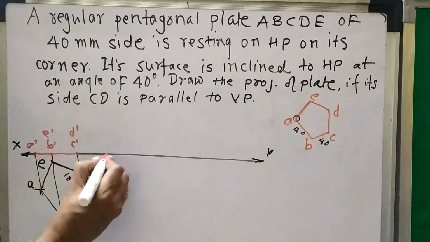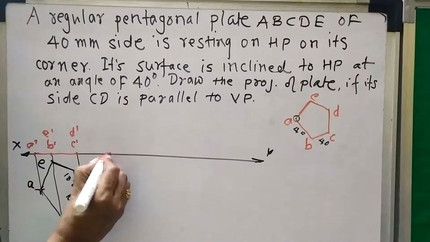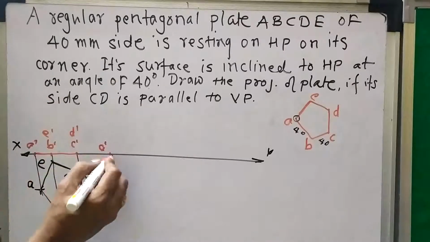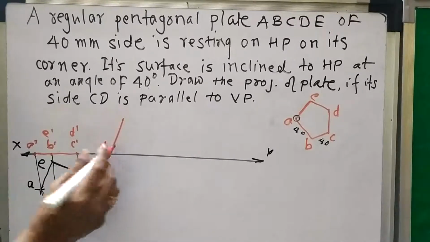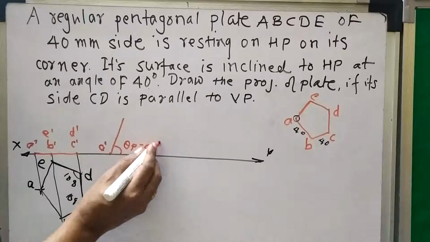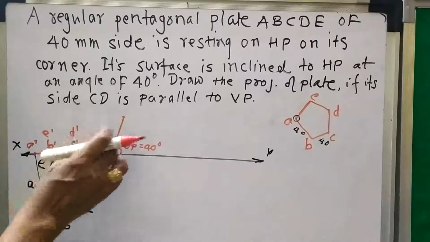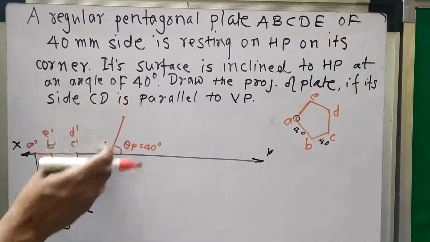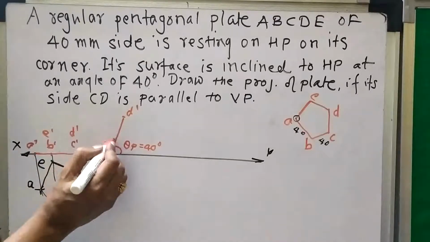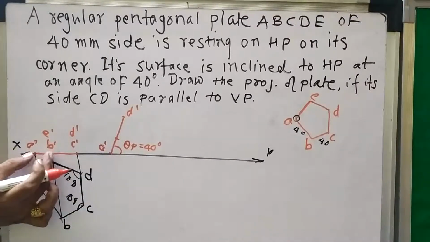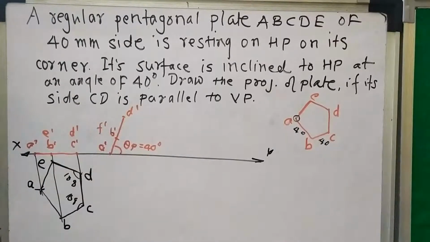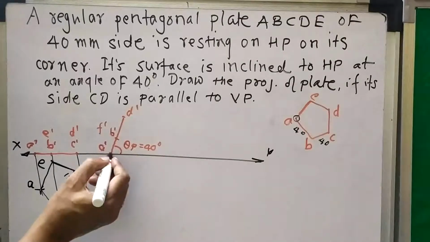So what I will do, A corner is on XY, so I will take A dash on XY, and this surface I have to turn, making an angle of 40 degrees. So I will take this line, this angle theta P equal to 40 degree. This distance I will cut here. So I will mark a line of 40 degree inclination, and on that line I will take this distance, cut here, so this D dash. Then I will take this distance, cut here. This distance I will take in the compass and cut here. So this is B dash, E dash, and then I will project this front view down.